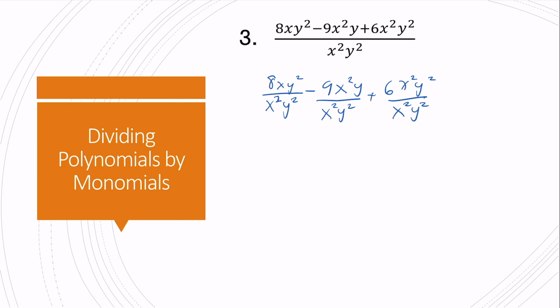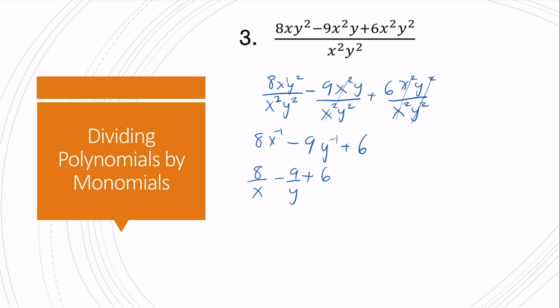In this first term, I'm going to get 8x to the negative 1, because we take 1 minus 2, that's negative 1, and my y's cancel. Minus 9, my x's cancel, but I've got y to the negative 1. Plus 6, my x's cancel and my y's cancel. I then remember how I feel about negative exponents, and I push all of those negative exponents to the denominator. So fully simplified, I get 8 over x minus 9 over y plus 6.